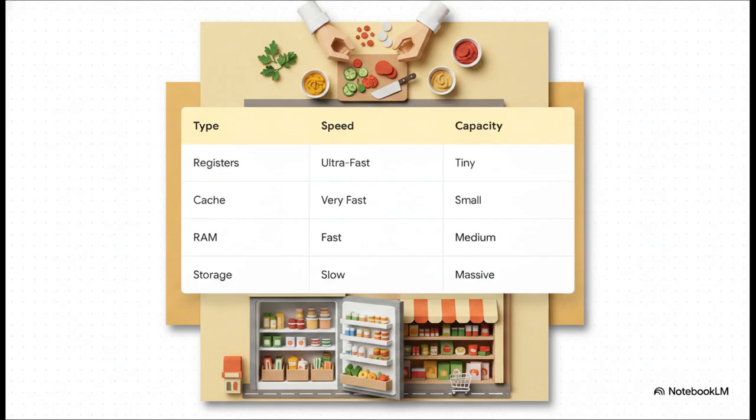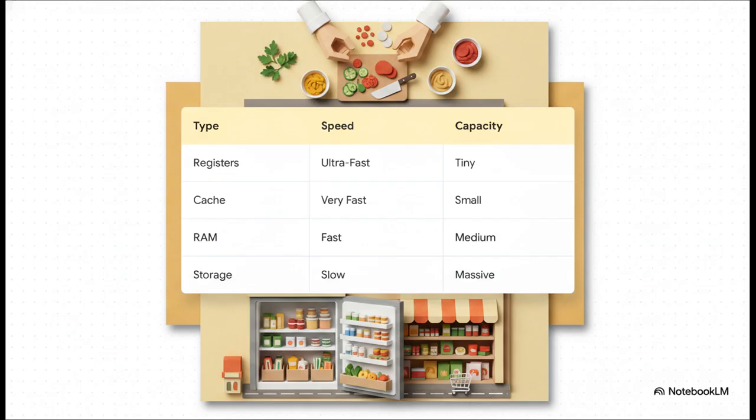Next down is the cache. This includes L1, which is closest to the core, then L2, and the larger shared L3 cache. These are built with expensive SRAM technology to keep the CPU from waiting around. This is like having your ingredients perfectly chopped and prepped sitting right there on the cutting board counter.